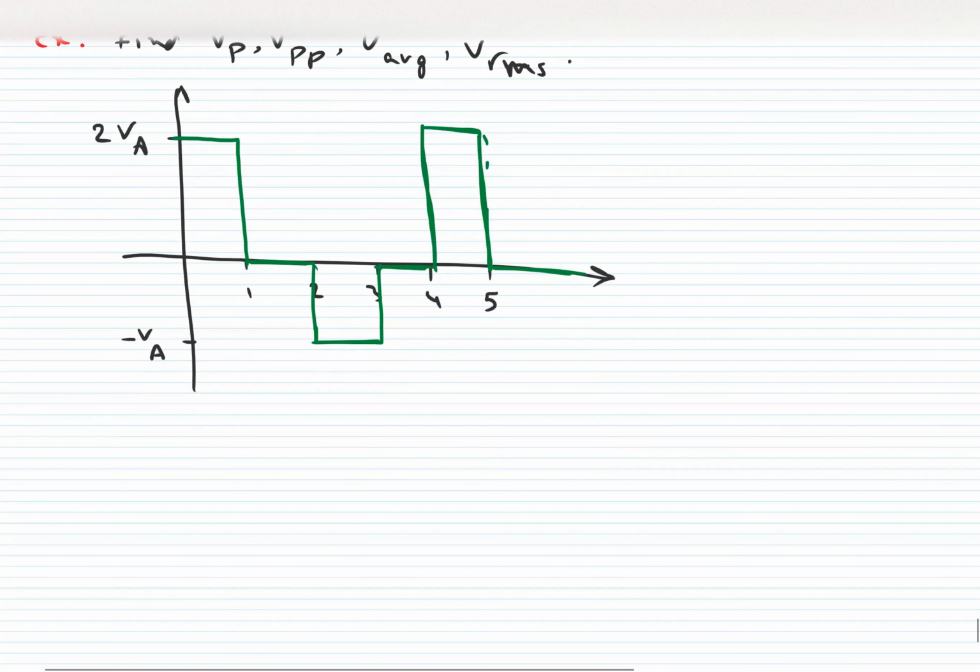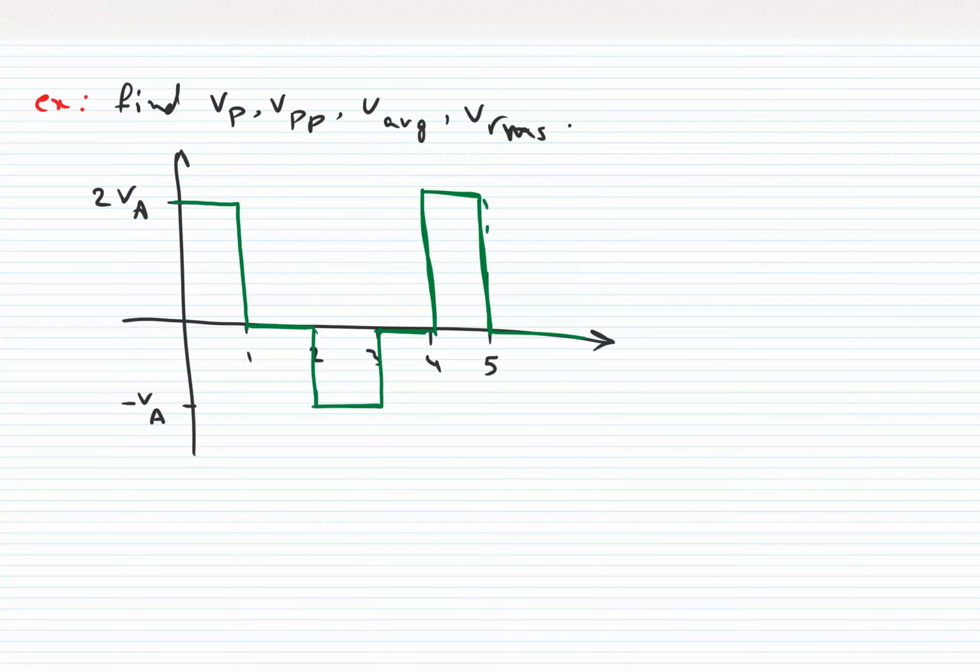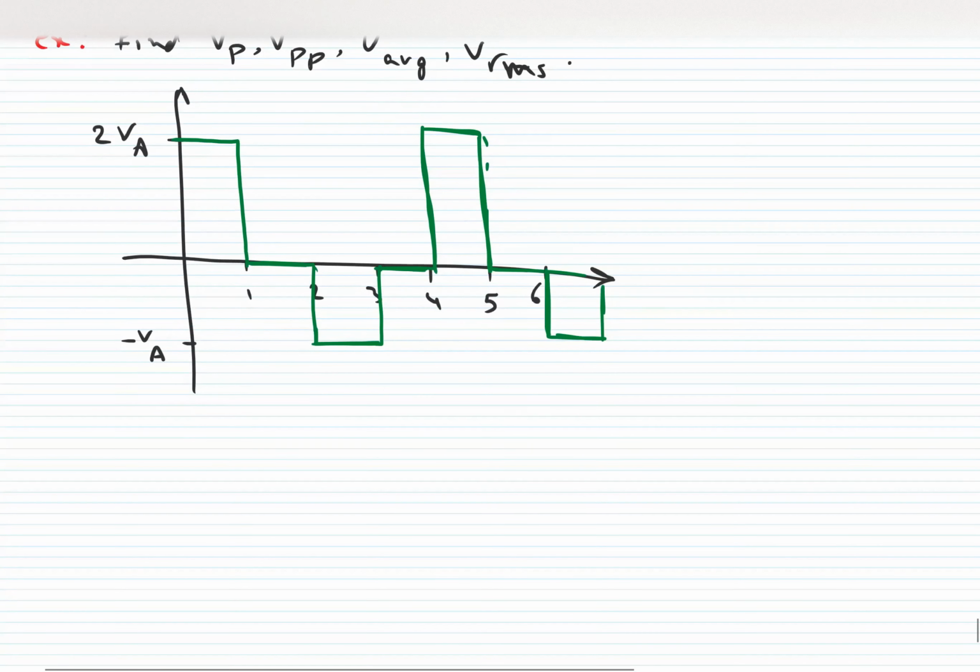Let's continue the signal because we need to find the period of the signal. So at 6, the signal again goes to minus VA. So what is the period of this signal? If we look at the signal, we see that from time equal to 0 to time equal to 4, we have the signal, and after that, the signal is repeating. So T is equal to 4 seconds.